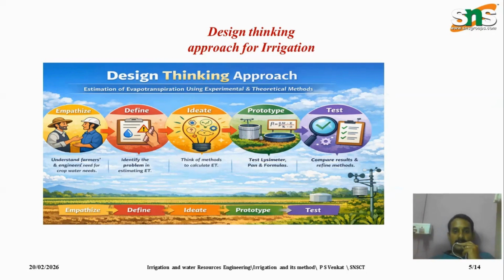The estimation of evapotranspiration using experimental and theoretical methods follows a design thinking approach where farmers and engineers understand the crop water needs, identify the problem in estimating evapotranspiration, think of various methods to calculate evapotranspiration, test using lysimeter, pan, and various formulas, and compare the results and refine the methods. So we are following the 5 stage design thinking approach in estimating evapotranspiration.